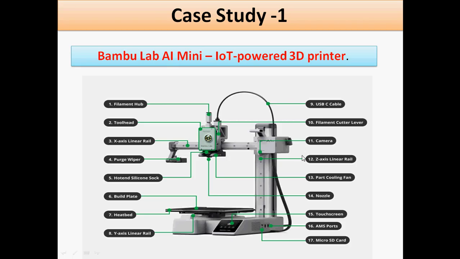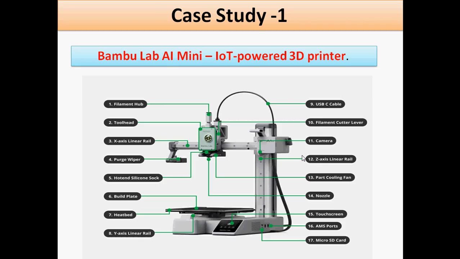And then we have the part cooling fan: whenever excessive temperature builds up in the nozzle, cooling is required, so the cooling fan is provided as part of the nozzle. Then this whole assembly is called the nozzle. Then a touch screen is available for changing or selecting your component. Speed changes we can also do with the touch screen.